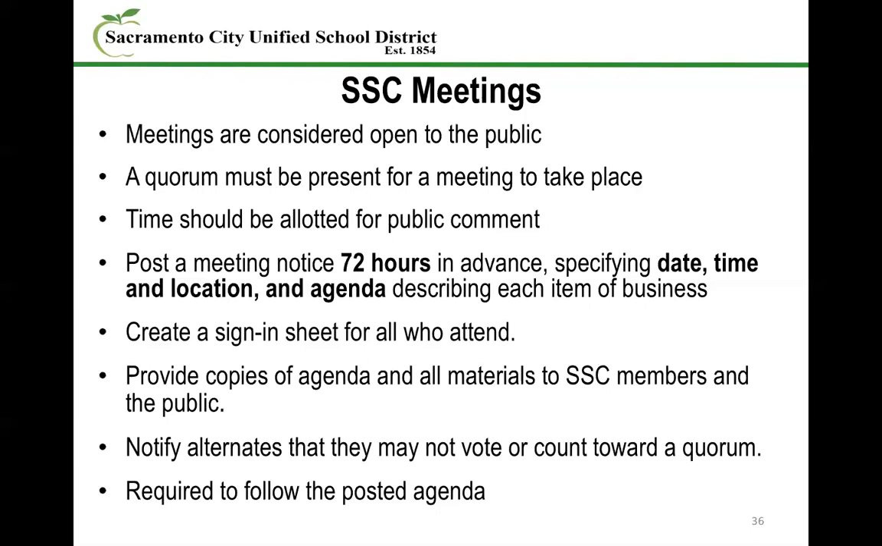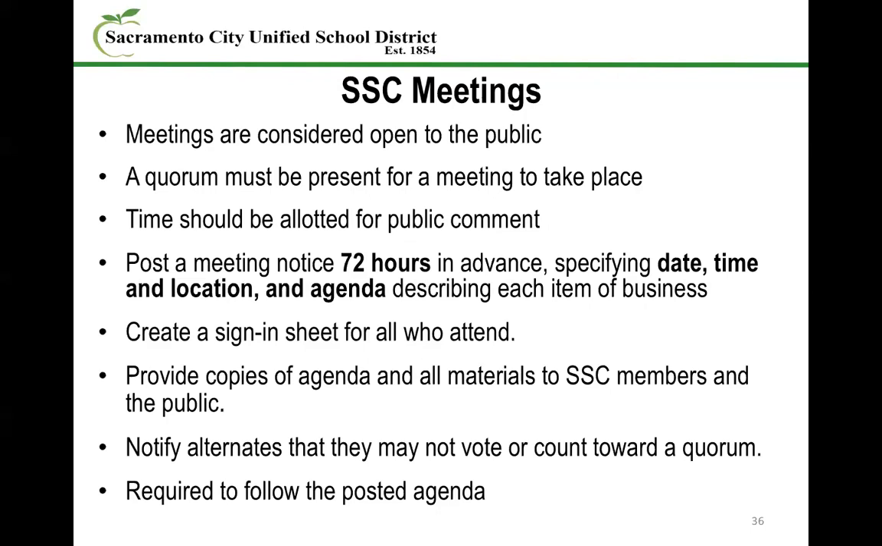Time should be allocated for public comment. We suggest 2 minutes per person. You need to post the meeting in advance, 72 hours. You need to specify the date, the time and location, and your agenda describing each item to be worked on. You want to create a sign-in sheet for anybody who attends and provide copies of the materials that the school site council members will be looking at to the public.